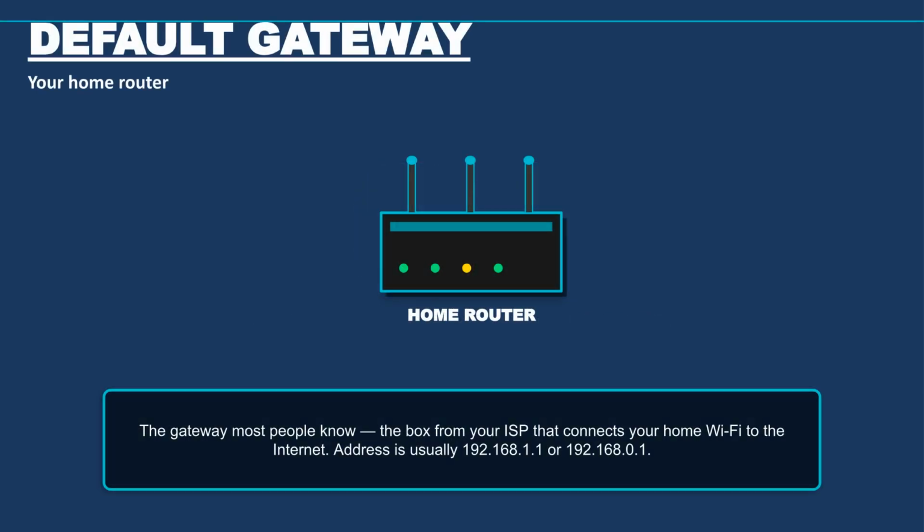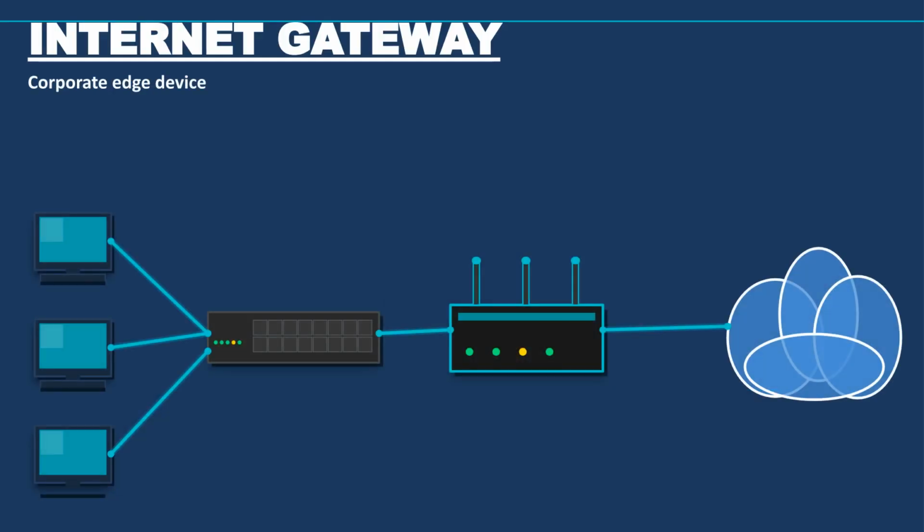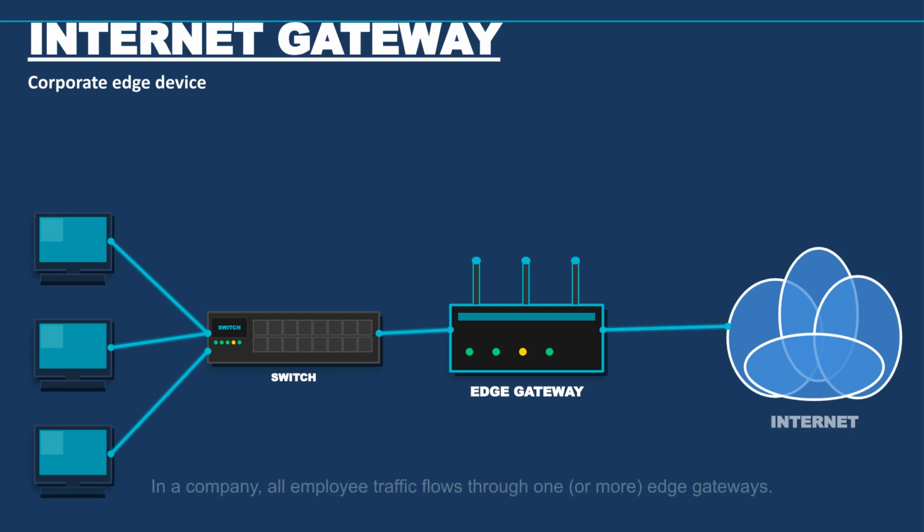The default gateway is what most people are familiar with. It is typically your home router, connecting your local Wi-Fi to the internet. Common addresses include 192.168.1.1 or 192.168.0.1. An internet gateway, or corporate edge device, is used in companies. All employee traffic flows through one or more of these edge gateways to access the wider internet.